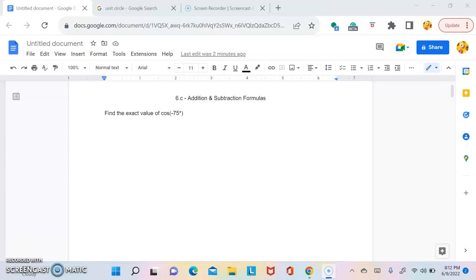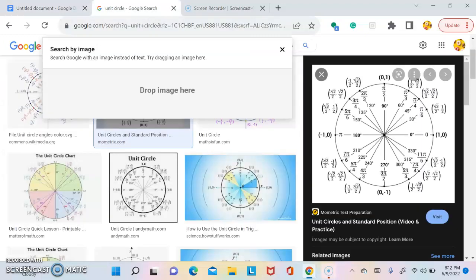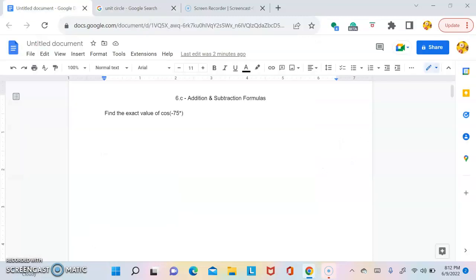So the two cosine formulas are cosine of s plus t or cosine of s minus t. And since we want to find negative 75 degrees, we want to do s minus t so that we can get a negative number. So you'll want to look at your unit circle and figure out which two degrees on your unit circle will equal negative 75. So I'm going to use 60 minus 135.